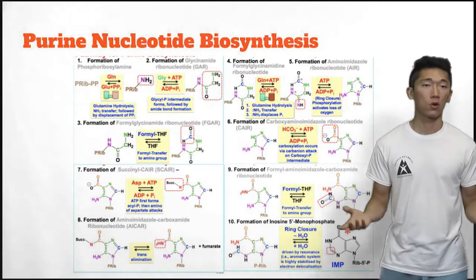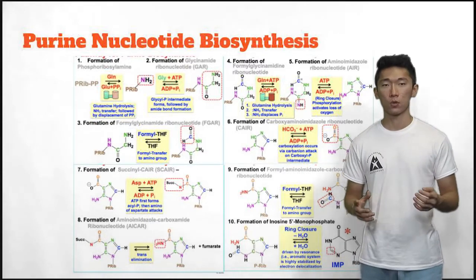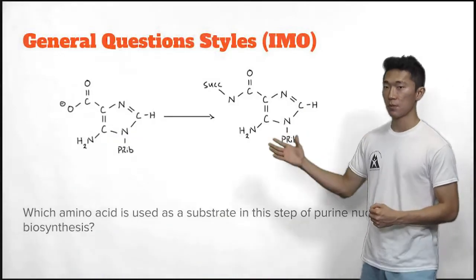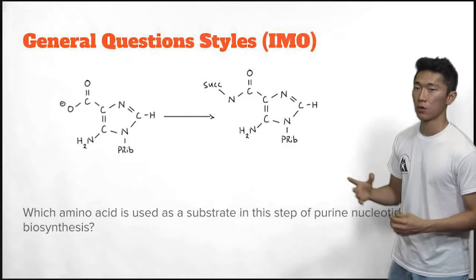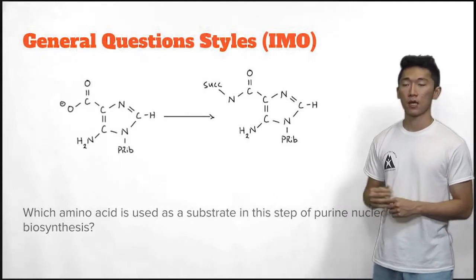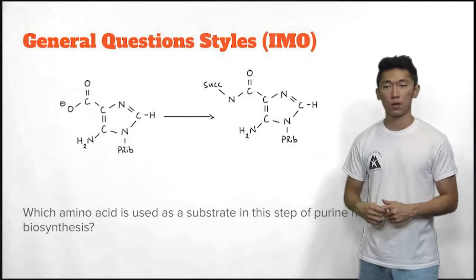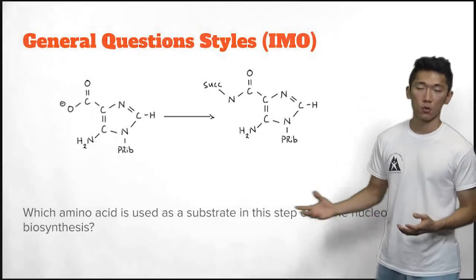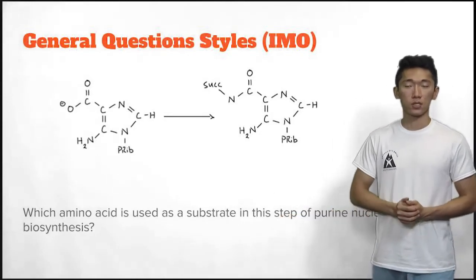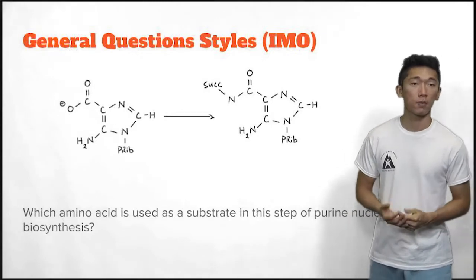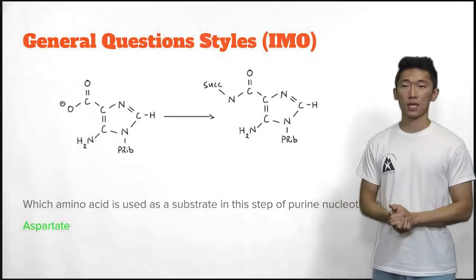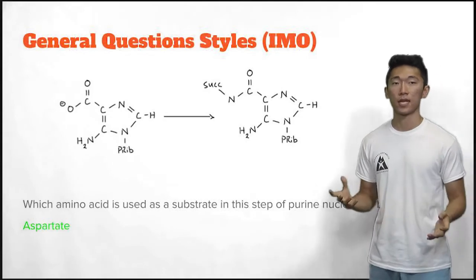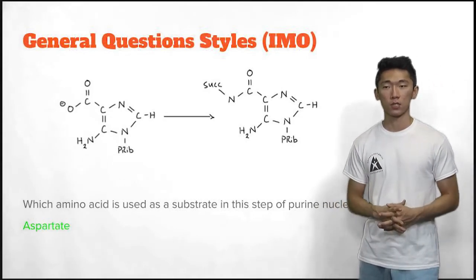So again, we're going to go over some question styles. I'm going to do one really quickly here. So again, image here, we go from A to B. The one really unique change here is that we're adding a succinate molecule onto our overall building block. And so typically when we see succinate, the question is asking which amino acid is used as a substrate in this step of purine nucleotide biosynthesis. Succinate is always going to hint at aspartate, that amino acid being involved in some sort of reaction.